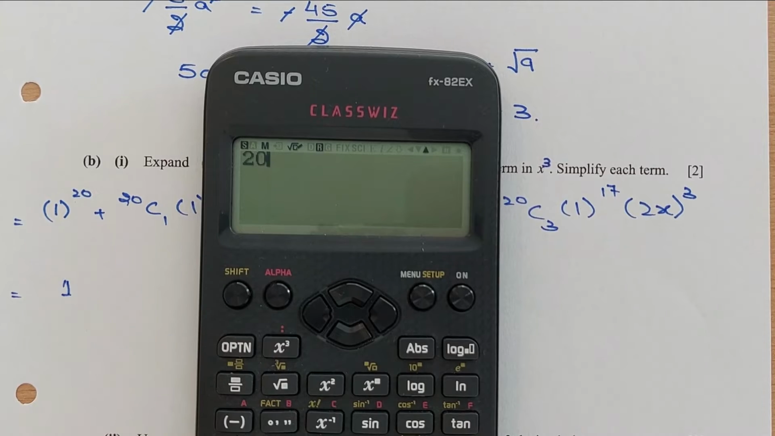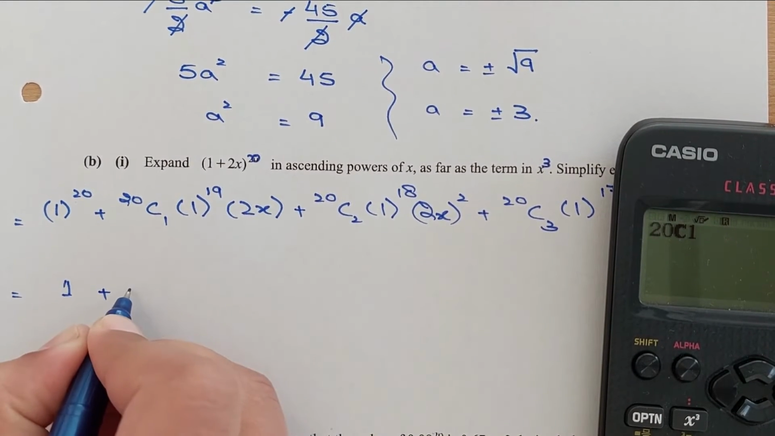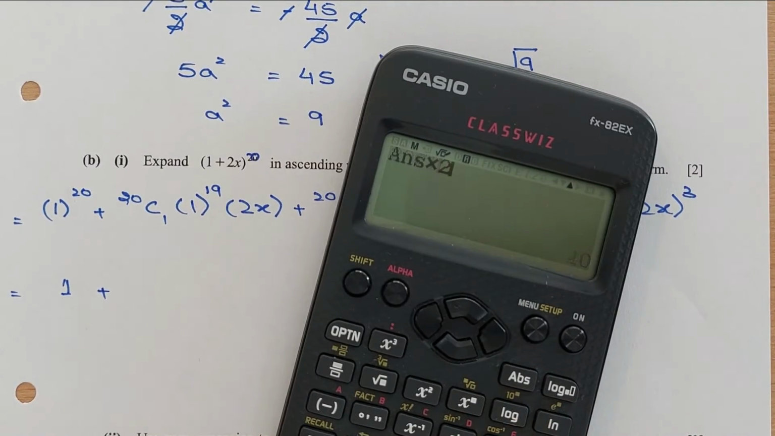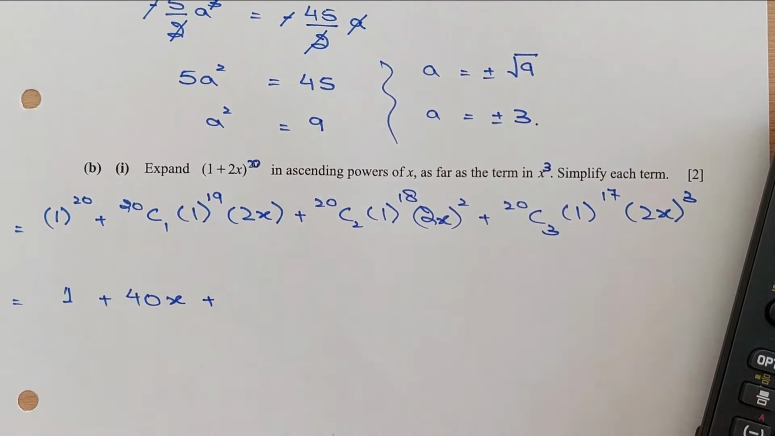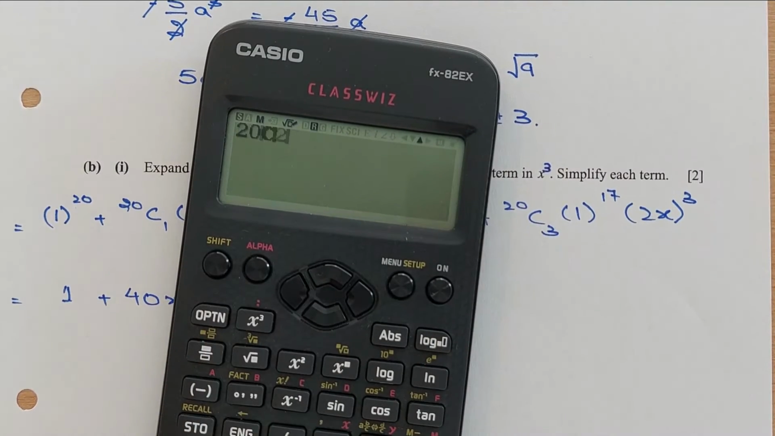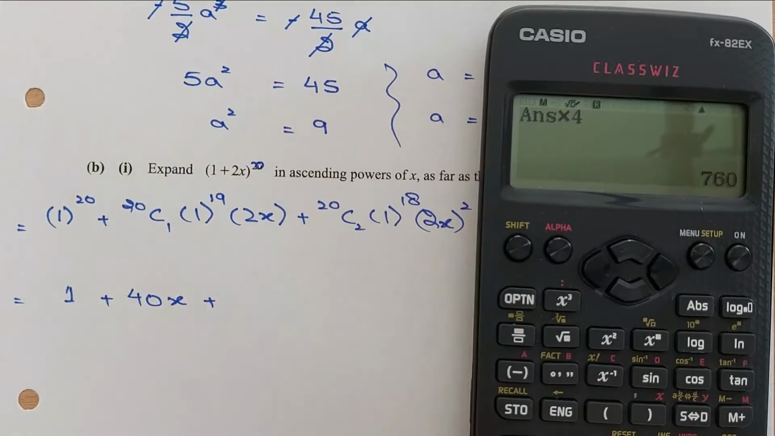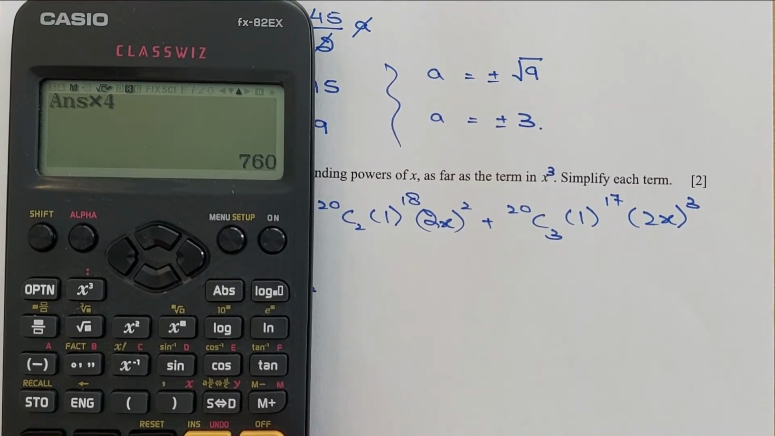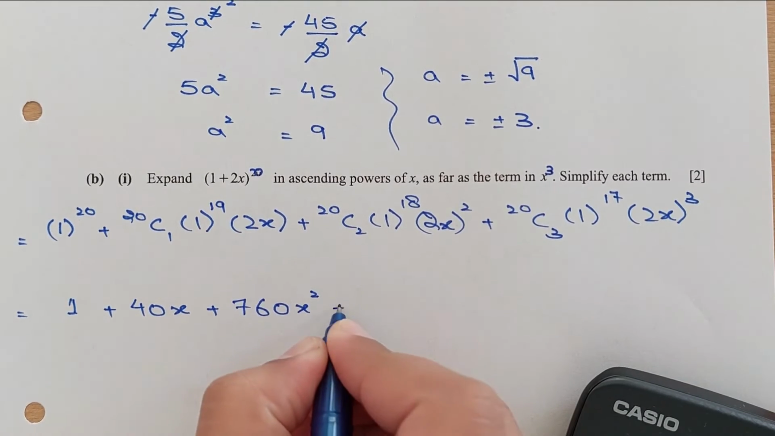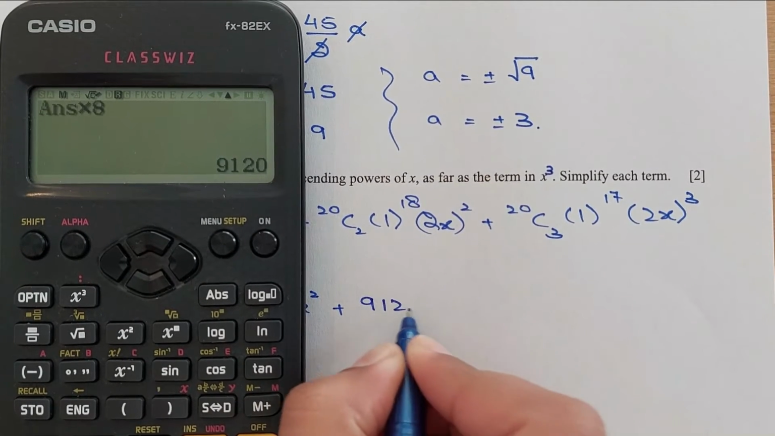20c1 is 20, plus 20 times 2, this is 40x. Right. And plus 20c2, this is 190 times 2 square is 4, so 760 x square, right? And the next we have plus 20c3 times 8, which is 9120 x cube.